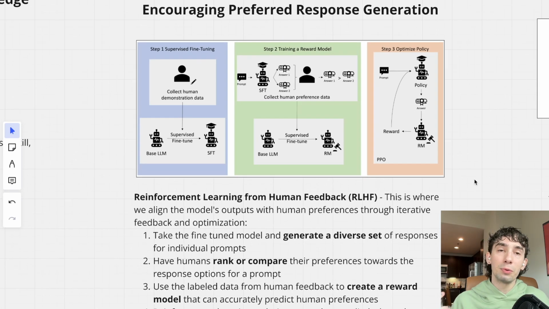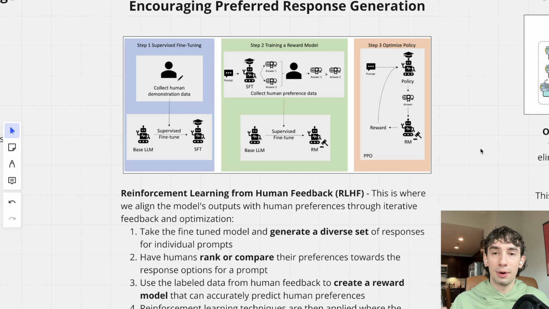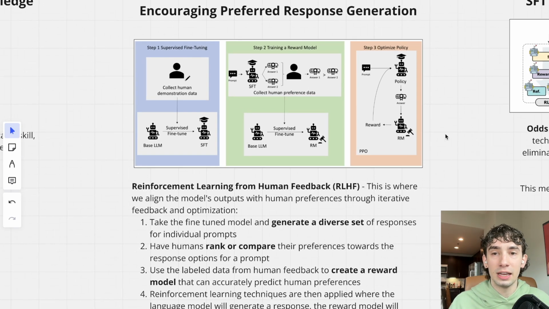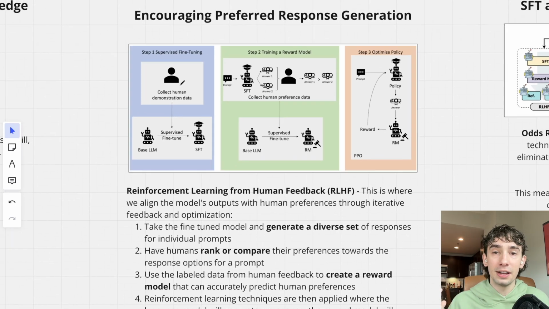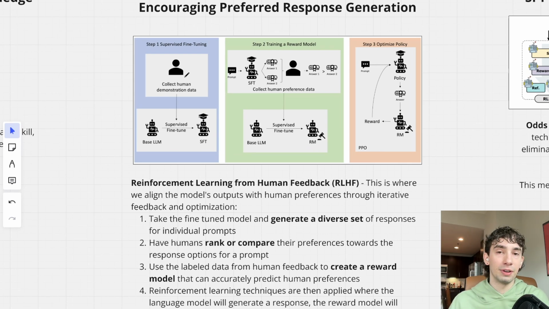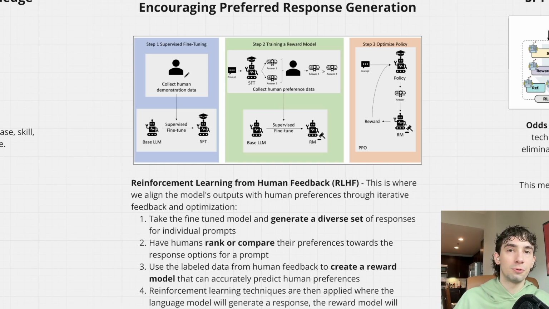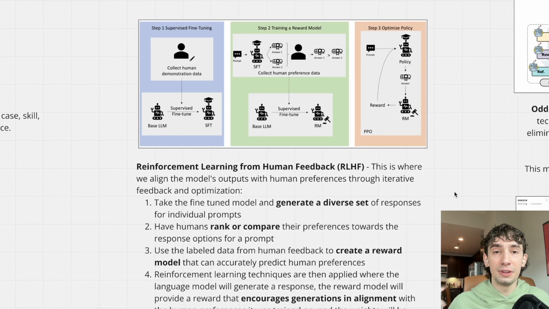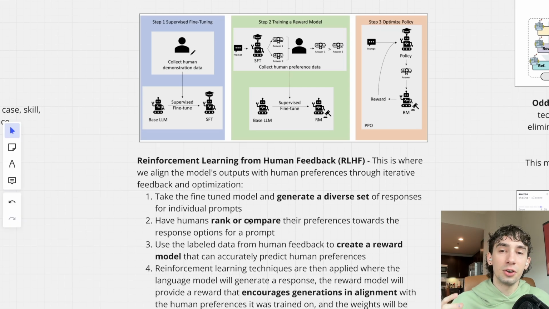But what's happening when we're doing reinforcement learning for preference tuning here and preference alignment is we're first going to take our fine-tuned model that's gone under supervised fine-tuning and generate a diverse set of responses for individual prompts. So taking the same prompt, we're going to create multiple different iterations of generations from our model. This is then where the human feedback is actually going to come into this. So we then have humans actually rank or compare their preferences towards the different response options that the model generated.